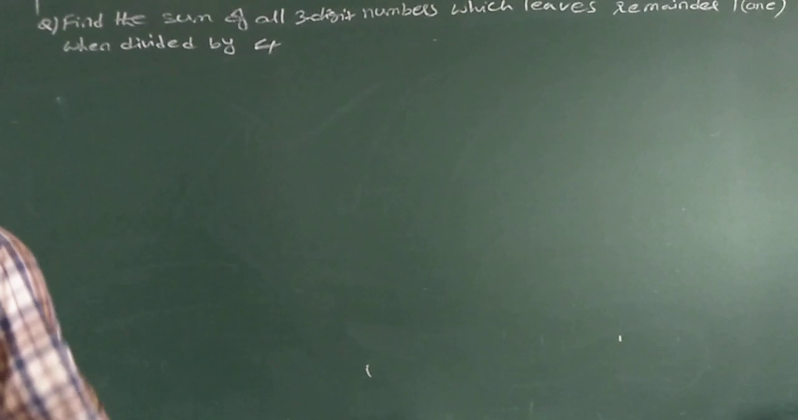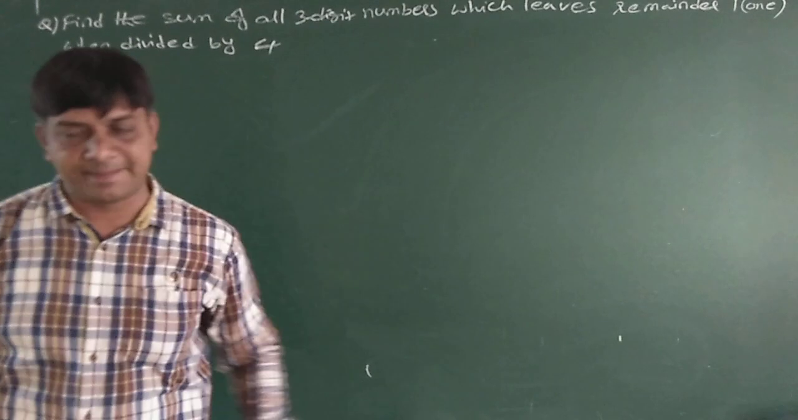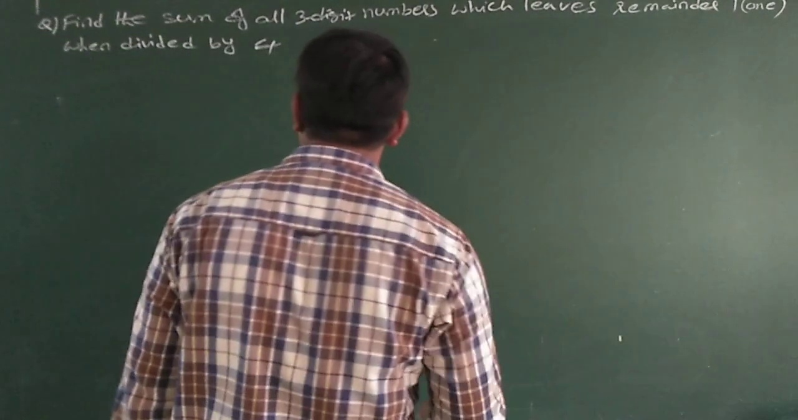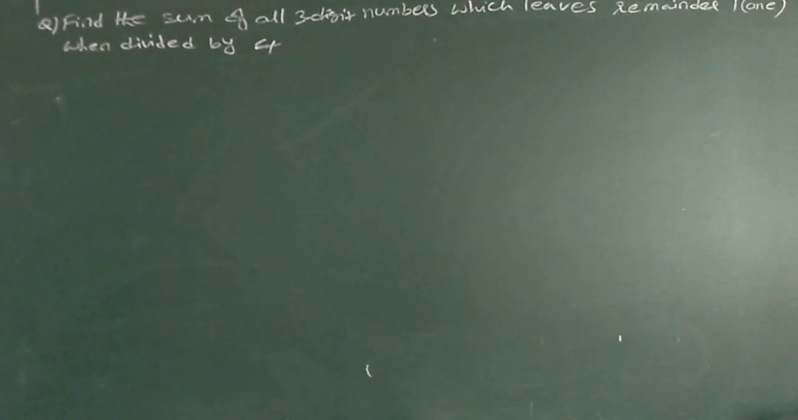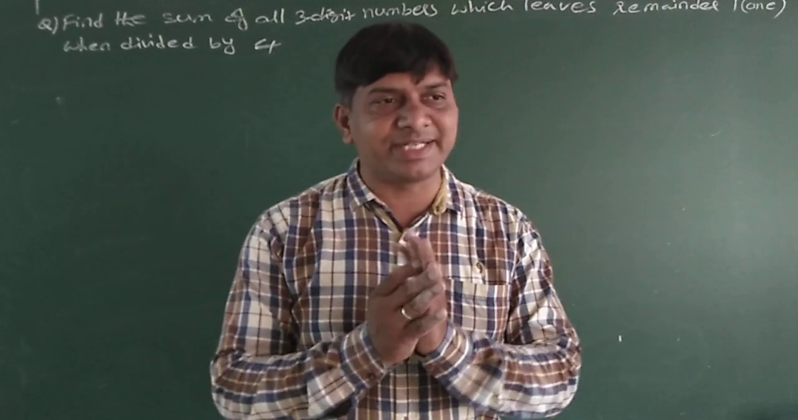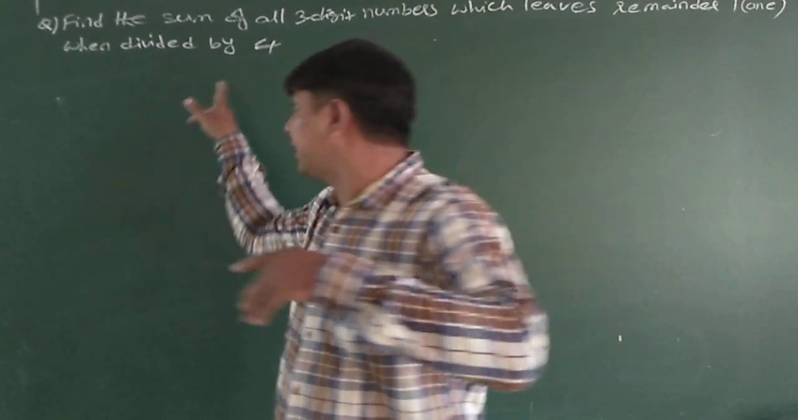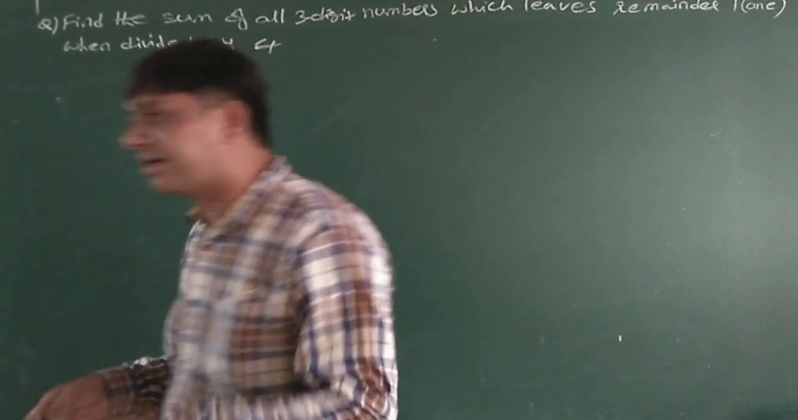When you divide a 3-digit number by 4, you should get a remainder 1. Such numbers we have to add. Find the sum of all 3-digit numbers which leave remainder 1 when divided by 4. Is it clear? You need to select all 3-digit numbers, and among those, when you divide by 4, you should get remainder 1. The sum of such numbers we have to find out.